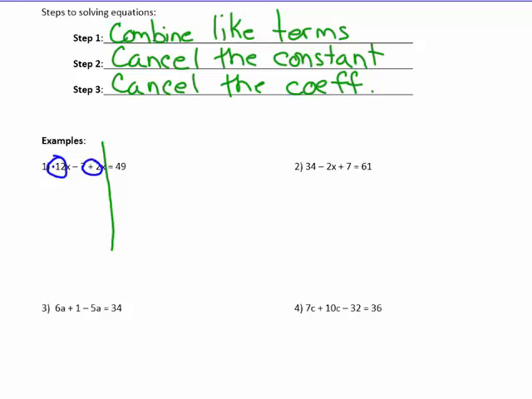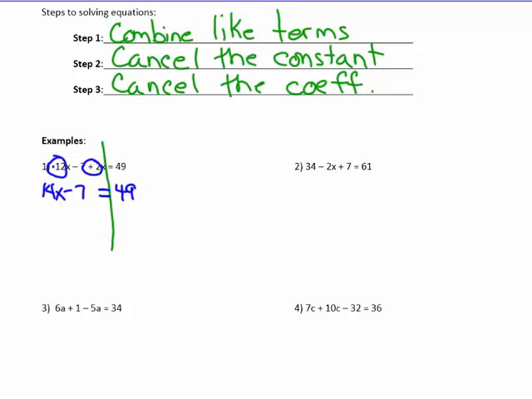So same signs, I'm going to put those together. That's going to make 14x. I don't have anything on the left side of that equal sign to combine with it. So I'm just going to copy down minus 7 equals 49.